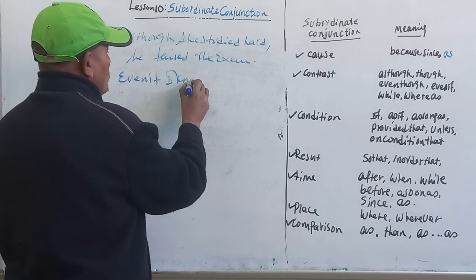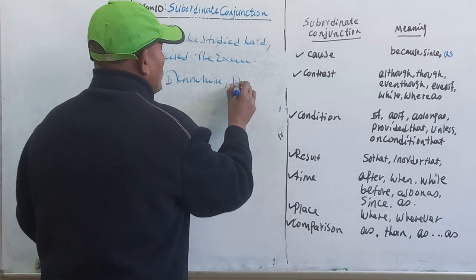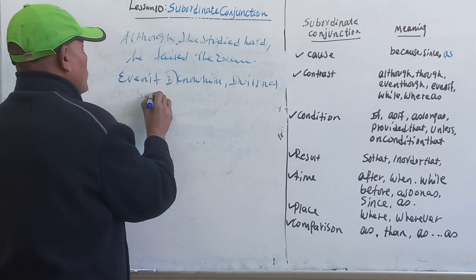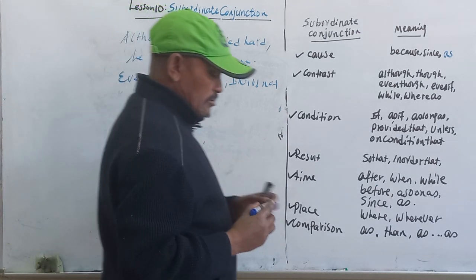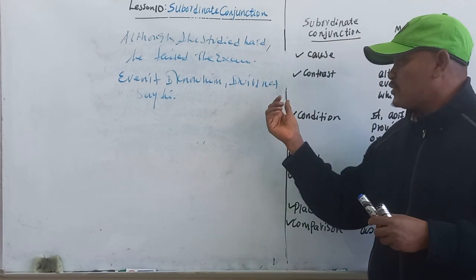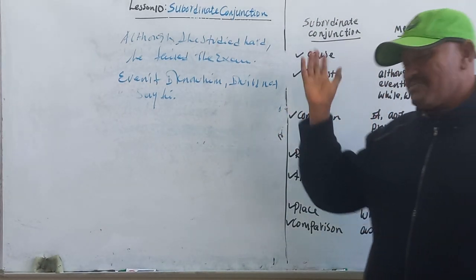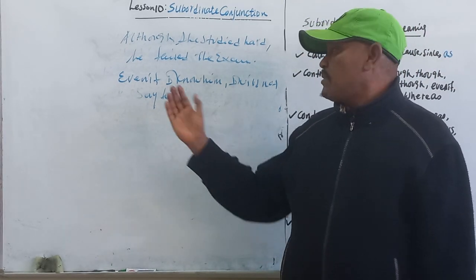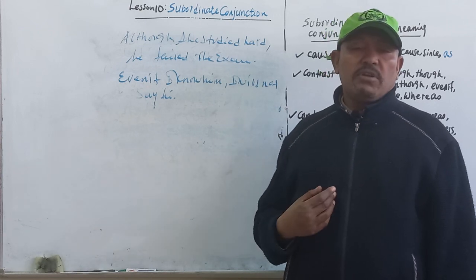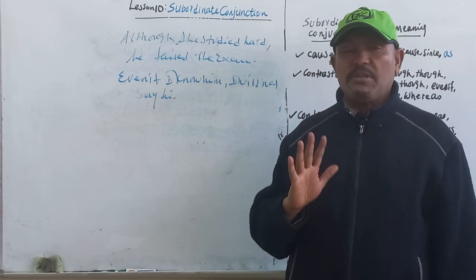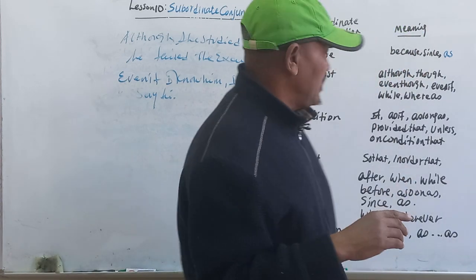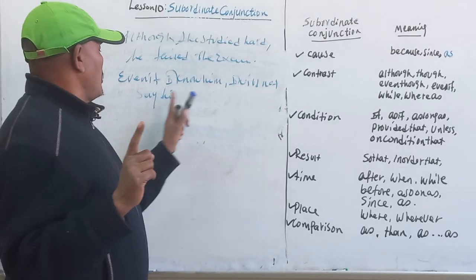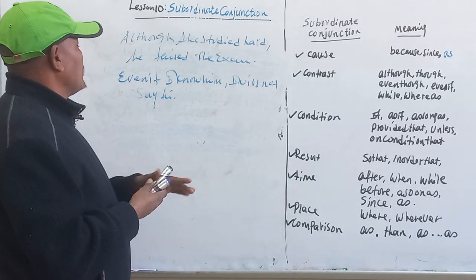The other one, look here: even if I know him, I will not say hi. Look at this example: even if I know him, I will not say hi. So we can express this with although, but, even though; it doesn't affect the meaning. Here, even if I know him is the subordinate clause, whereas I will not say hi is the independent clause.